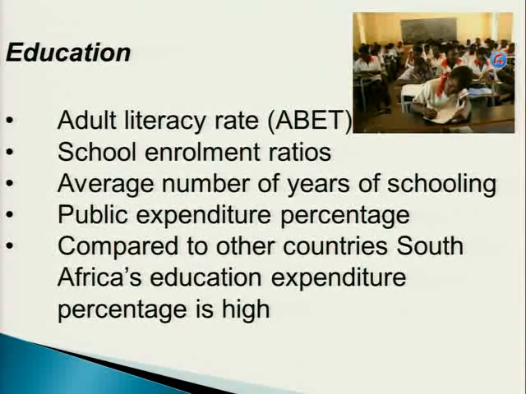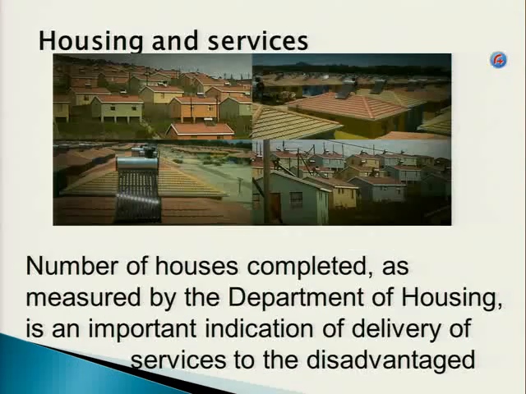Right, next one is education. Where you are now, we are looking at the literacy rate of adults. We are looking at the school enrollment ratio, how many people are going to school, how many people are dropping out before matric, and the total amount of money spent by a country. And I said to you that South Africa is spending 20% of the income on education.